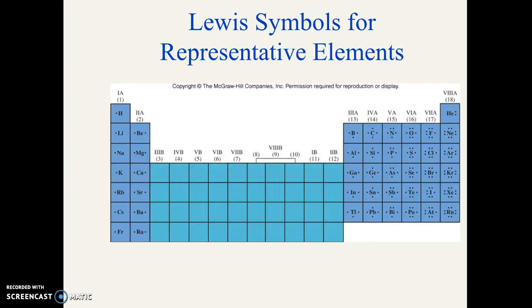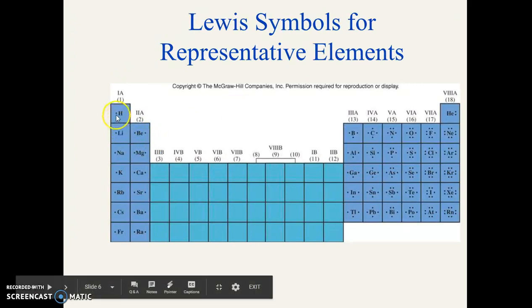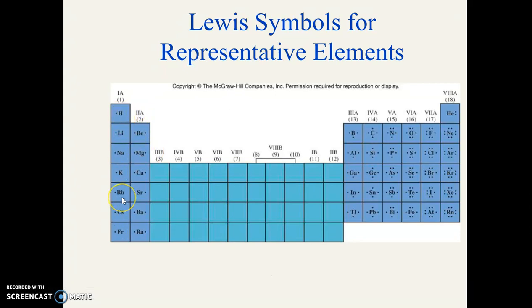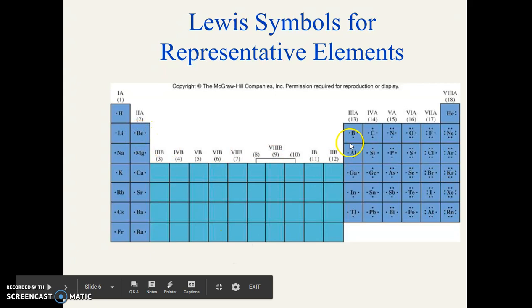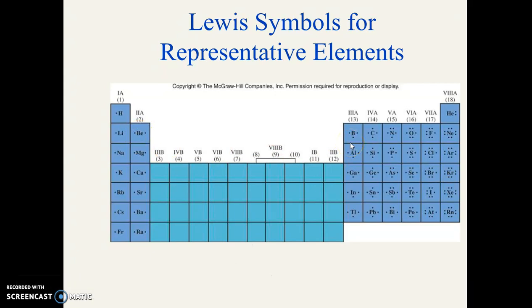They're not happy. So if you look here, everything in the first column only has 1 dot. Well, it's much easier for them to lose that 1 than it is to gain 7. So that's why they lose the electron. These all have 2 dots. We'll talk about the transition metals in a little bit. We're going to deal with those in this unit because they don't follow the rules. Everything in this column has 3 dots. So you can see the 3 valence electrons. Everything here has 4. These guys have 5, but you can see how there are unpaired electrons.